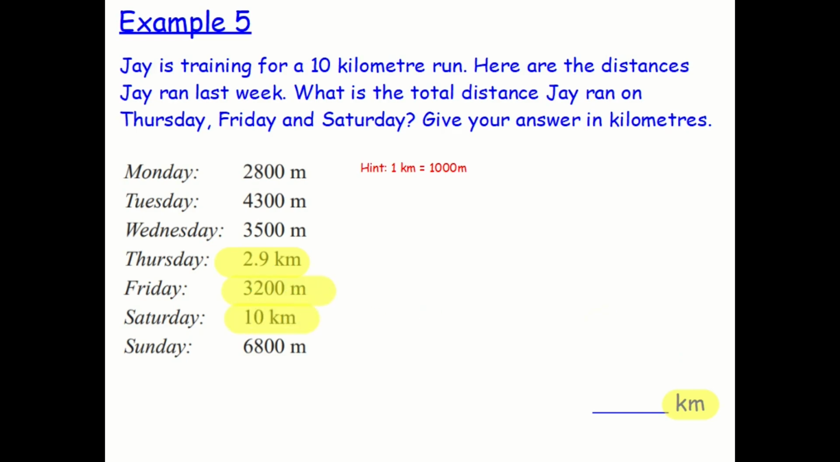Now we have to give our answer in terms of kilometres, so that one's okay, because that's also already in kilometres, but this one is not in kilometres, so we need to change this. So let's have a look at the hint here. It says that 1 kilometre is 1,000 metres. So that means I need to divide this number by 1,000 to get it in terms of kilometres. So if I divide that by 1,000, I get that that is 3.2 kilometres.